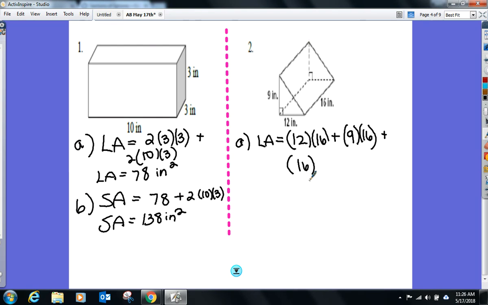I can do what here? Pythagorean Theorem. It never leaves, ladies and gents, never leaves. 9 squared plus 12 squared equals c squared. What do you got for me? What's that side length there? 15? So it's going to be 16 by 15. All right, there's your lateral area.